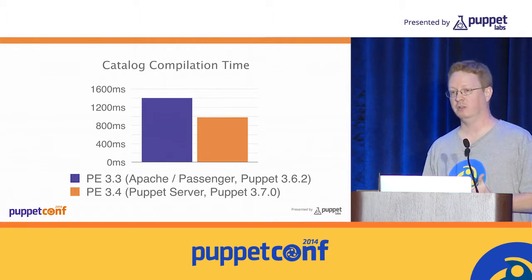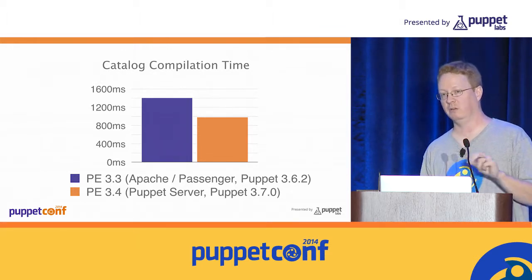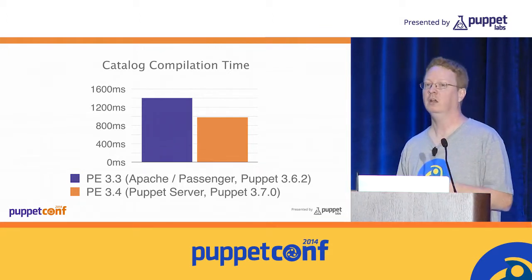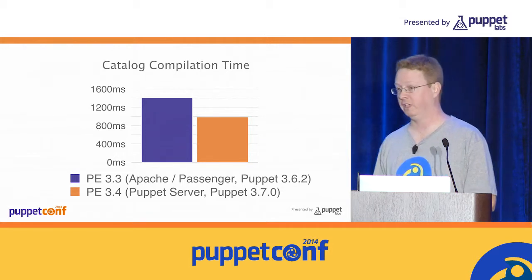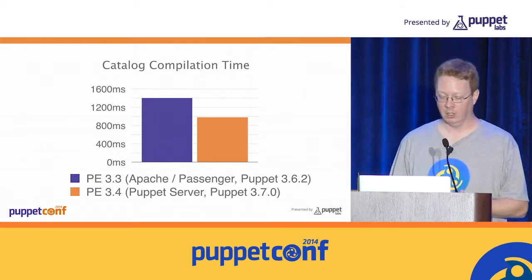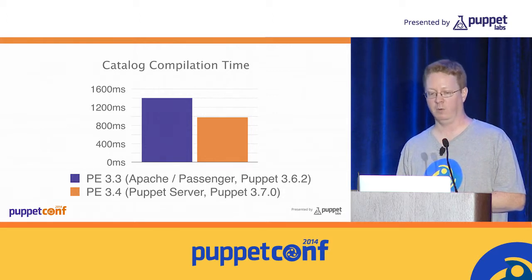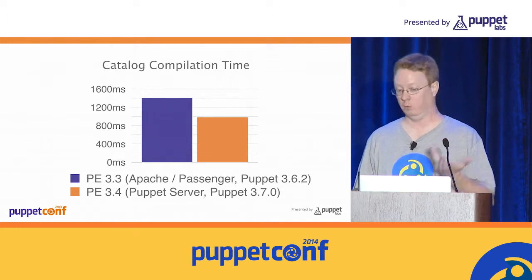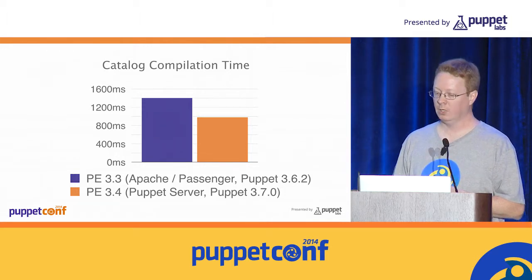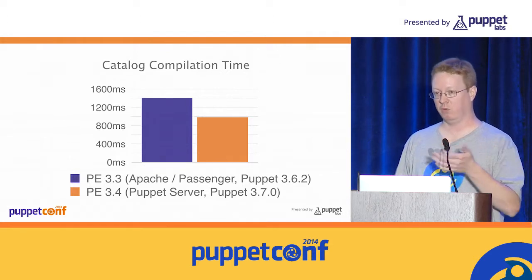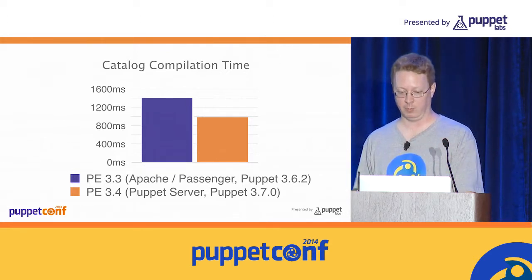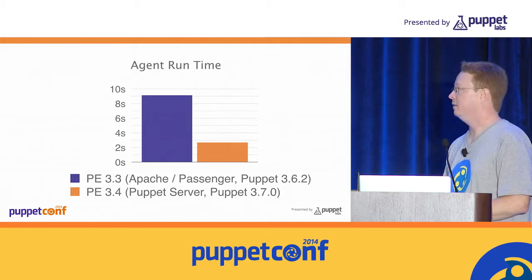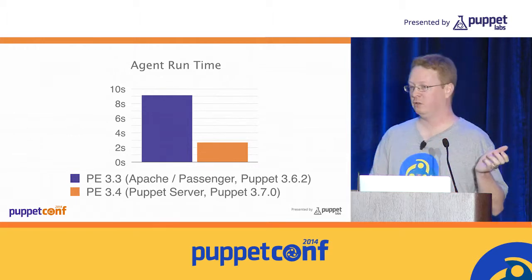Catalog compilation is usually the particular request that the agents are making to the masters that folks are the most interested in, because it's generally the most expensive one. It's also the one you have the most control over because it's affected by how you write your Puppet code. So it's not quite as stark of an improvement on that one. We've dropped from maybe 1,400 milliseconds to about 1,000, or a second, I guess. So it's not quite as stark of a difference as the overall request response time, but it's still a pretty notable improvement.